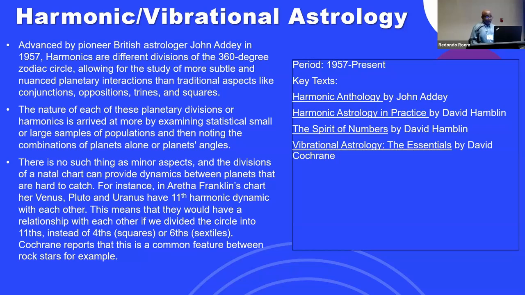And what do you end up with? Looking at these various harmonics, especially when you apply statistical analysis, which harmonic and vibrational astrologers also do, you can start to see whether you have a certain emphasis of a certain harmonic. I mentioned here, for instance, Aretha Franklin's chart has her Venus, Pluto, and Uranus very strong in the 11th harmonic when you divide it by 11. And you can have computers do this. I don't try to do this by hand or at home, but you can have a computer do it. And what you discover, David Cochran, who I mentioned on the right over there, reports that this is a common feature for rock stars.